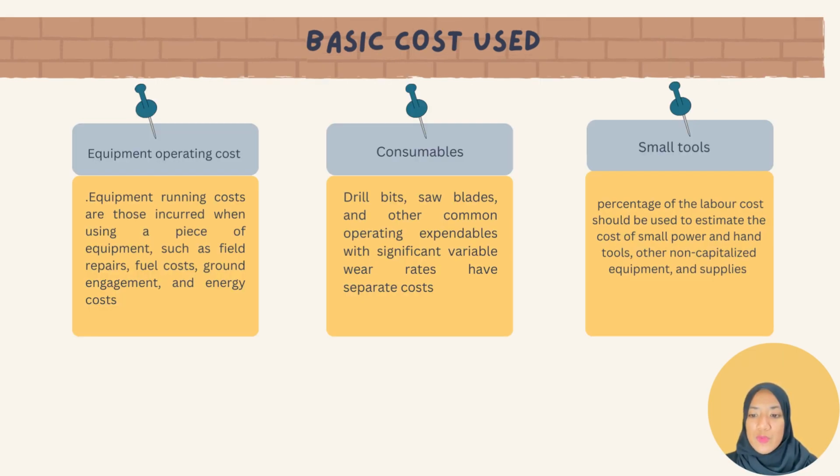For the first one is equipment operating costs. Equipment running costs are those incurred when using a piece of equipment, such as field repair, fuel cost, ground engagement and energy costs. Second is consumables, drill bits, saw blades and other common operating expendables with significant variable rates, which have separate costs. And the last one is small tools. A percentage of the labor cost should be used to estimate the cost of small power and hand tools, other non-capitalized equipment and supplies.